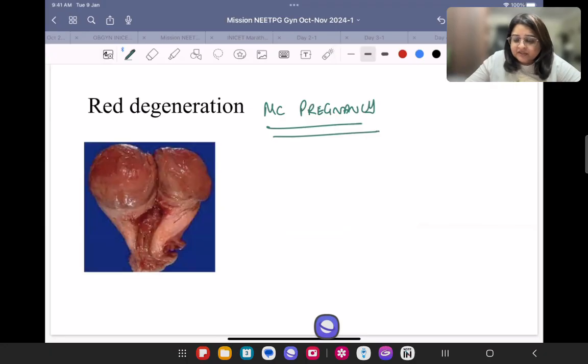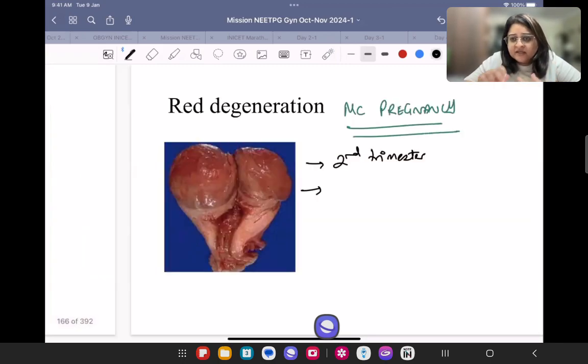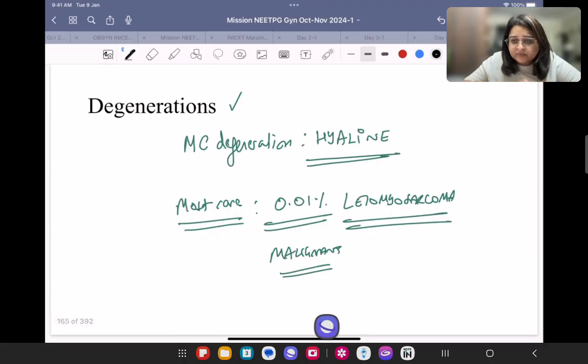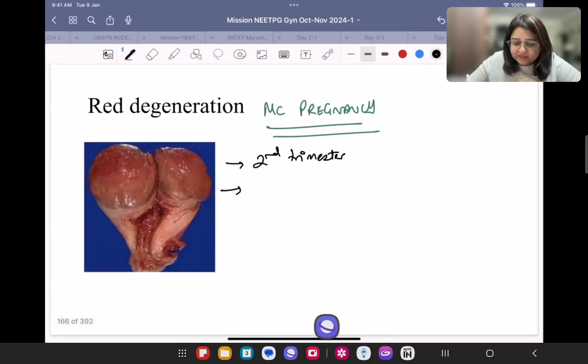red degeneration. Okay. Now, what is this red degeneration? How will this patient present? So the patient usually presents in the second trimester of pregnancy. Usually she's a known case of fibroid and she's pregnant. She comes with main complaints of pain. She may have fever, but her main complaint is going to be pain, and she's going to be tender. There'll be tenderness over the uterus, especially over the area of the fibroid.